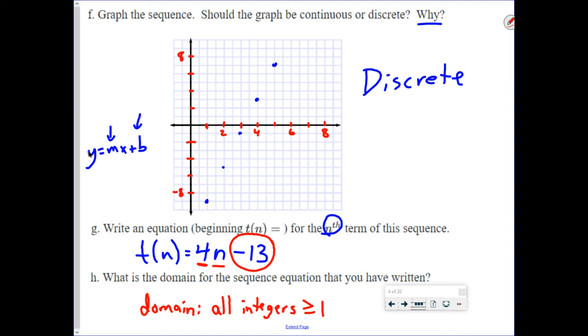All integers. It cannot be decimals. It cannot be negative. It cannot be 0. Because if you put term 0, then that makes that the first term. It just doesn't work. So term 1 is always the first value in the sequence.